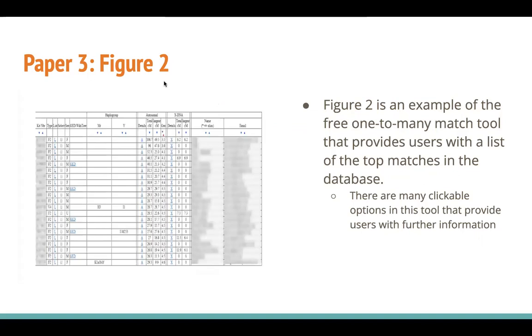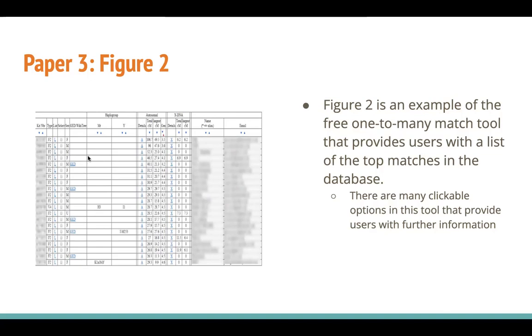And so figure 2 in this paper is an example of the free one-to-many match tool that provides users with a list of the top matches in the database. There are many clickable options in this tool that provide users with further information. So as you can see in figure 2 here, the type refers to the type of kit uploaded to GEDmatch. So F2 is a Family Tree DNA, Ancestry or MyHeritage kit. V2, V3, and V4 are 23andMe kits.